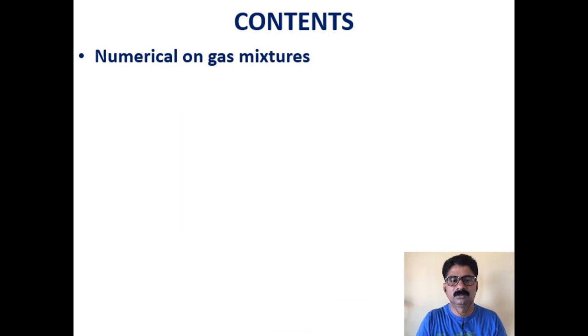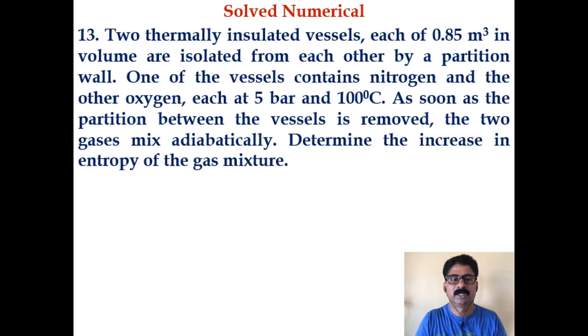So, we will continue with the numerical on gas mixtures. Two isothermally insulated vessels, each of 0.85 meter cube in volume, are isolated from each other by a partition wall. One of the vessels contains nitrogen and the other oxygen, each at 5 bar and 100 degrees Celsius. As soon as the partition between the vessels is removed, the gases mix adiabatically. Determine the increase in entropy of the gas mixture.